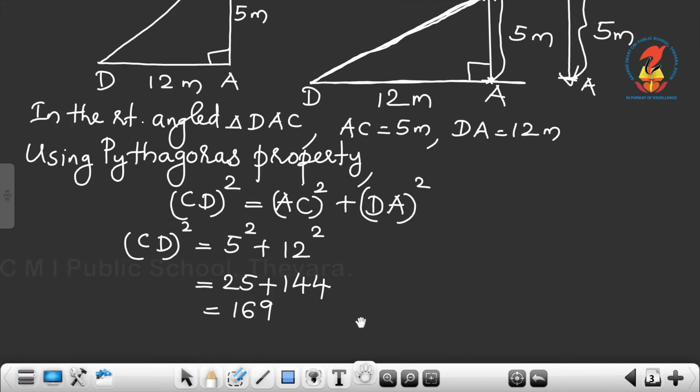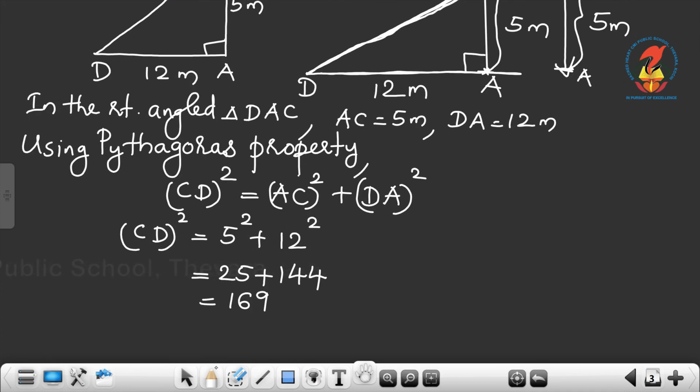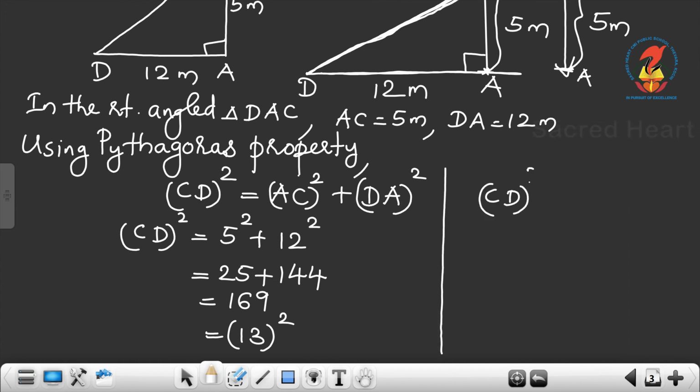169 is the square of which number? 169 is the square of 13. So, we can write 13 square. 13 into 13 equal to 169. So, CD square is equal to 13 square. Therefore, CD equal to 13 meters.